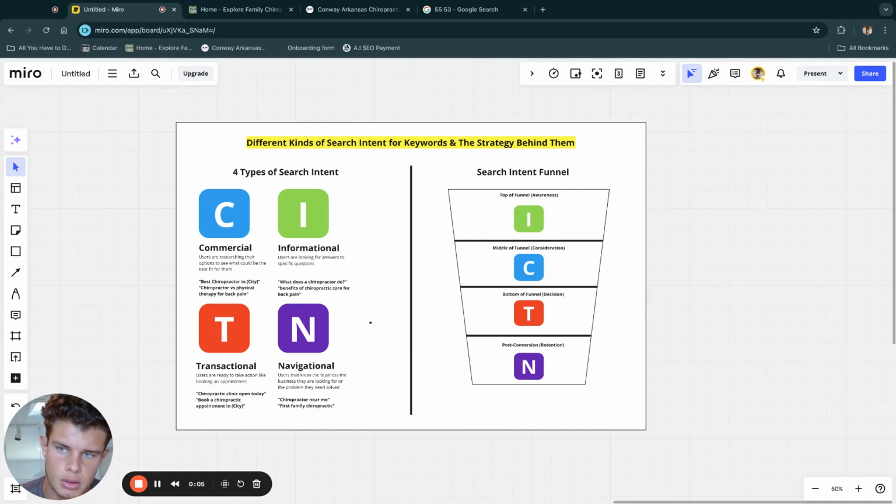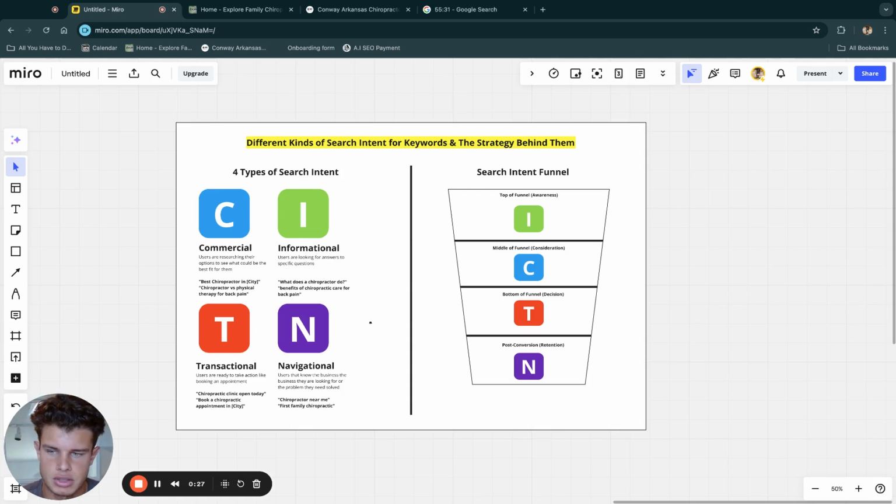Today, we're going to be going over different kinds of search intent for keywords and the strategy behind them. So, what is search intent? Well, search intent is basically the motivation behind why someone searches up a specific term. And there's typically four types of search intent. So, the first one being commercial.